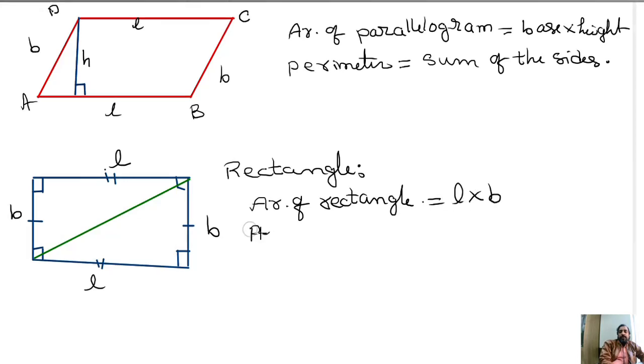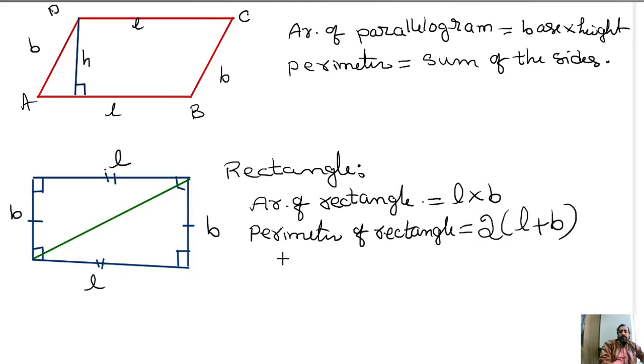Now perimeter of rectangle. Perimeter of rectangle is equal to L plus B plus L plus B, two lengths and two breadths. So 2 into (L plus B). Very fine.